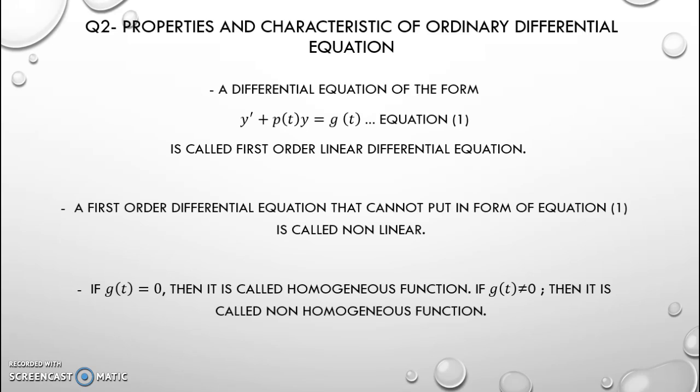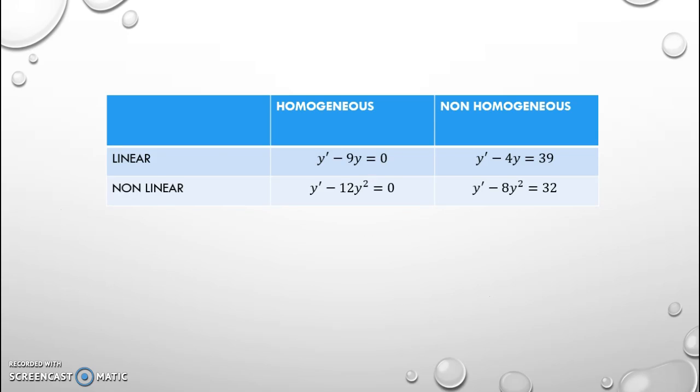Okay. Properties and characteristics of ordinary differential equation. A differential equation of the form y prime plus p(t)y equal to g(t) is called a first order linear differential equation. A first order differential equation that cannot be put in the form of equation 1 is called non-linear. If g(t) equal to 0, then it is called homogeneous function. If g(t) not equal to 0, then it is called non-homogeneous function.